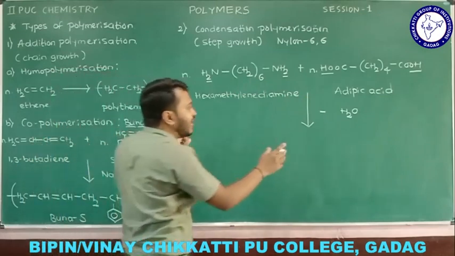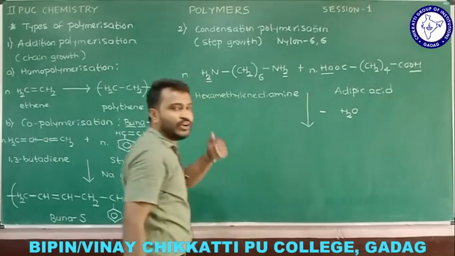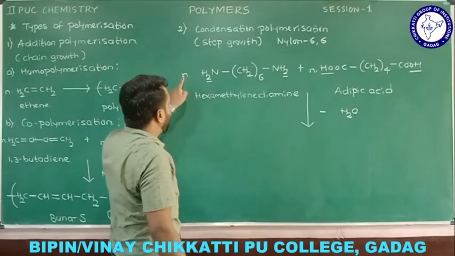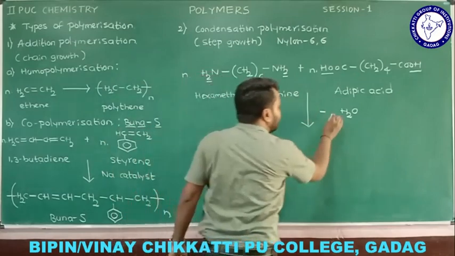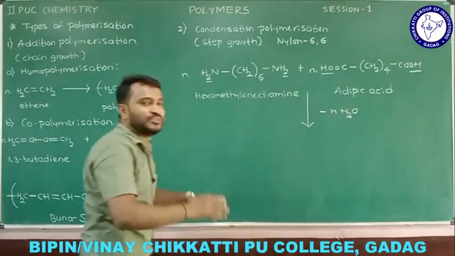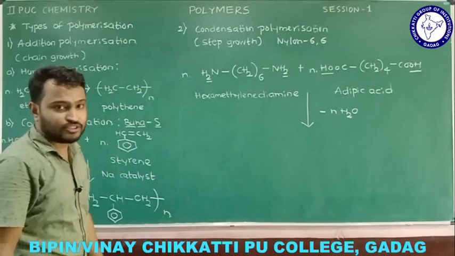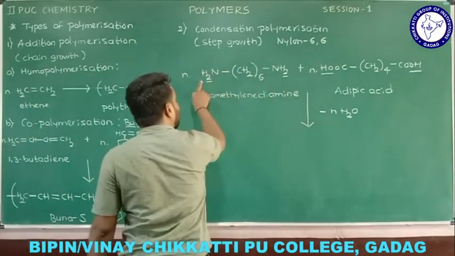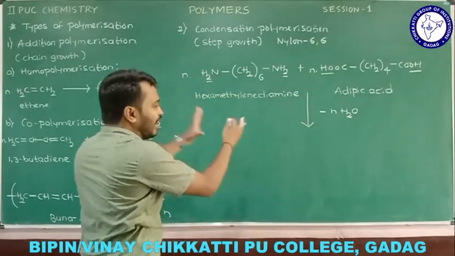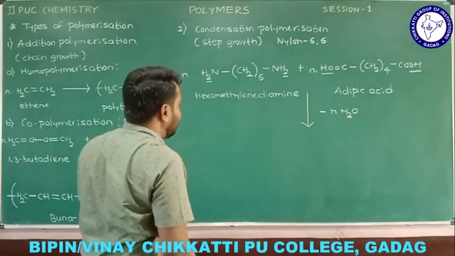And don't think that only one amount of water is going to be eliminated. Since we have n amount of hexamethylene diamine and a large number of adipic acid here, similarly n amount of H2O is going to be eliminated here. So remember this central H2O, and left side H and right side OH. So now I am going to write the structure of that one.